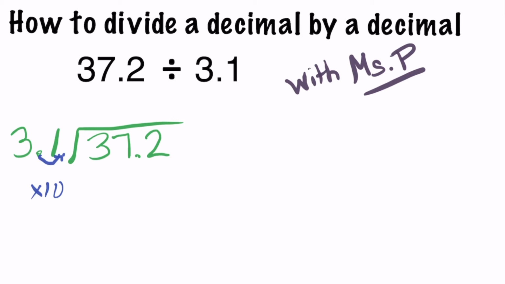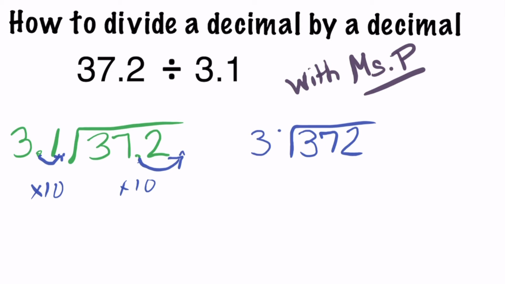But remember, whatever you do to the outside, or to the divisor, you also have to do to the inside, or the dividend. So because we multiply the divisor by 10, we have to also multiply the dividend by 10. And multiplying a decimal number by 10 simply means moving the decimal point over one space. So now that we have a whole number in the divisor and we have done the same thing to the dividend, we can rewrite our problem so that it's a little bit easier for us to work with.